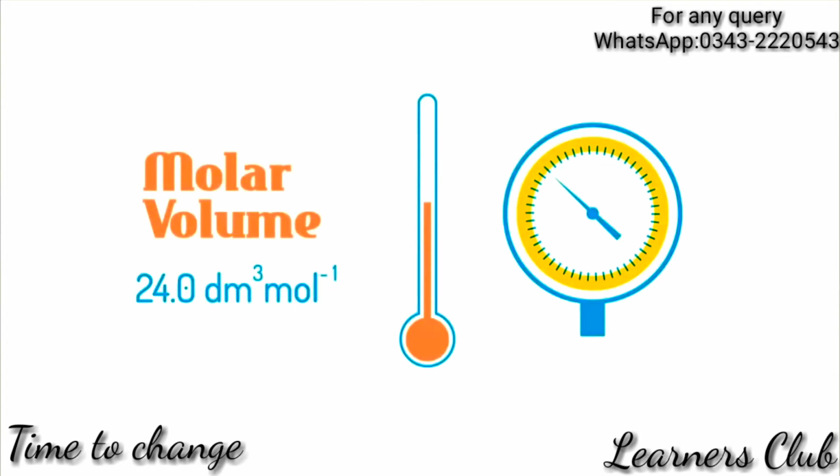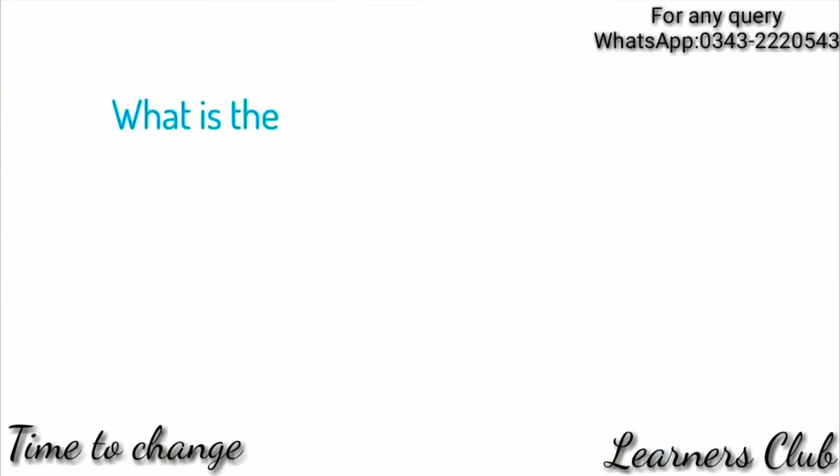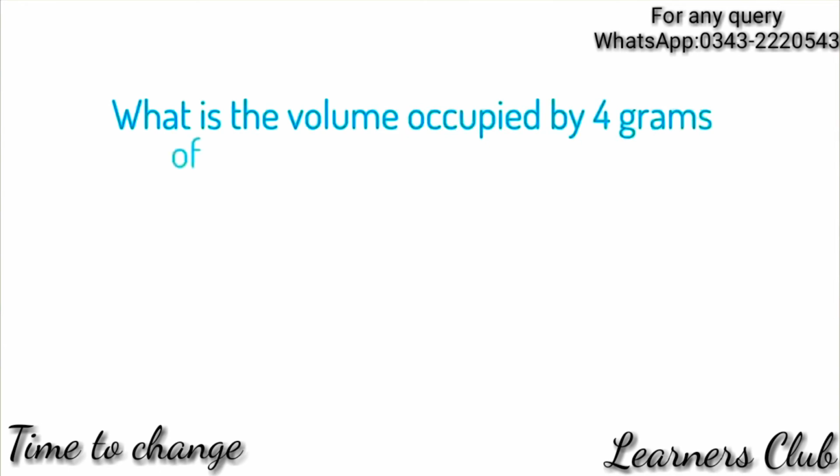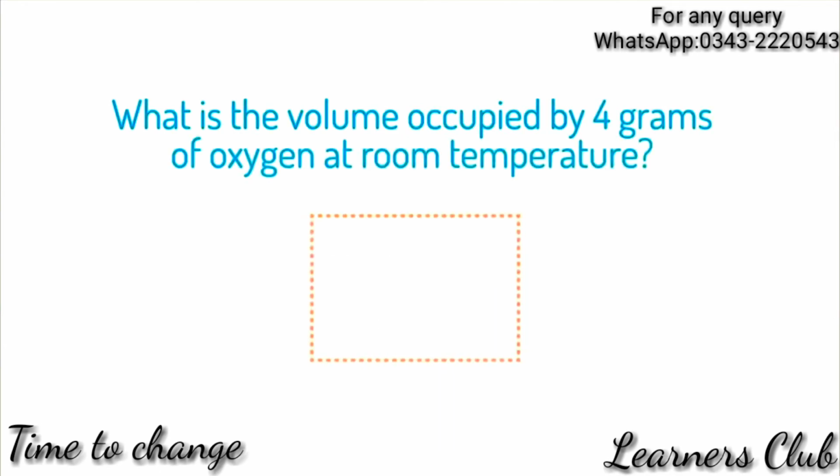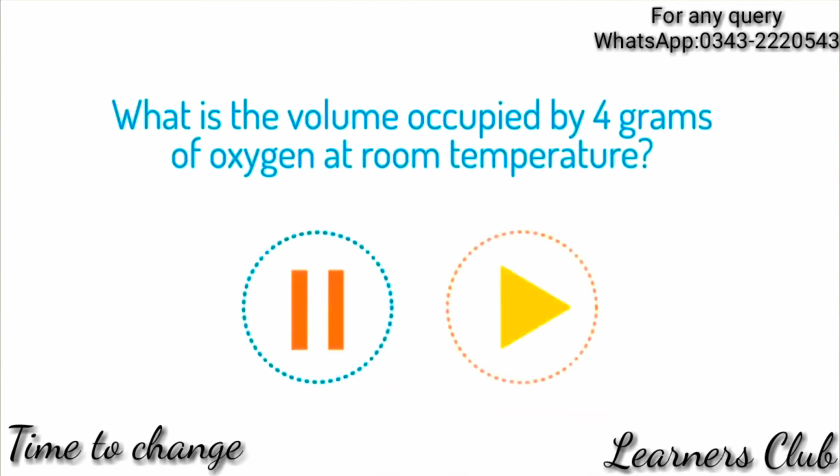Let's look at an example. What is the volume occupied by 4 grams of oxygen at room temperature? Do you feel ready to work this out yourself? If so, pause the video while you work it out and press play to resume to get the answer.